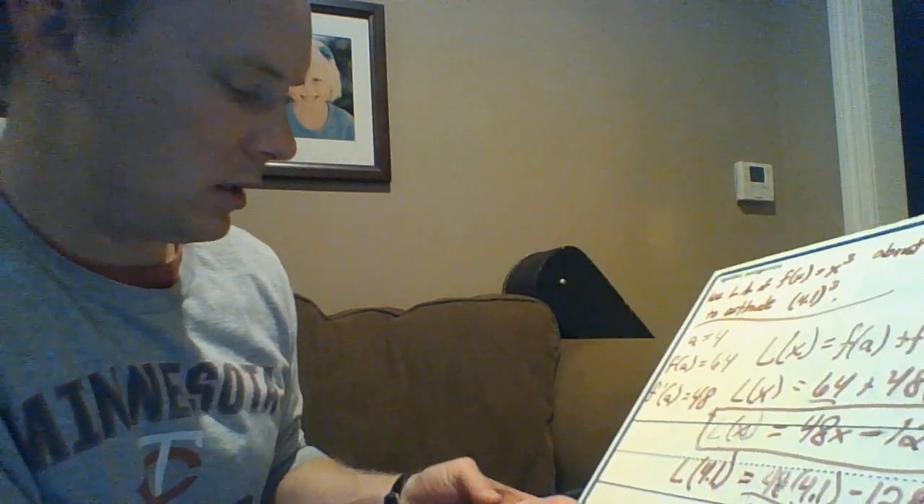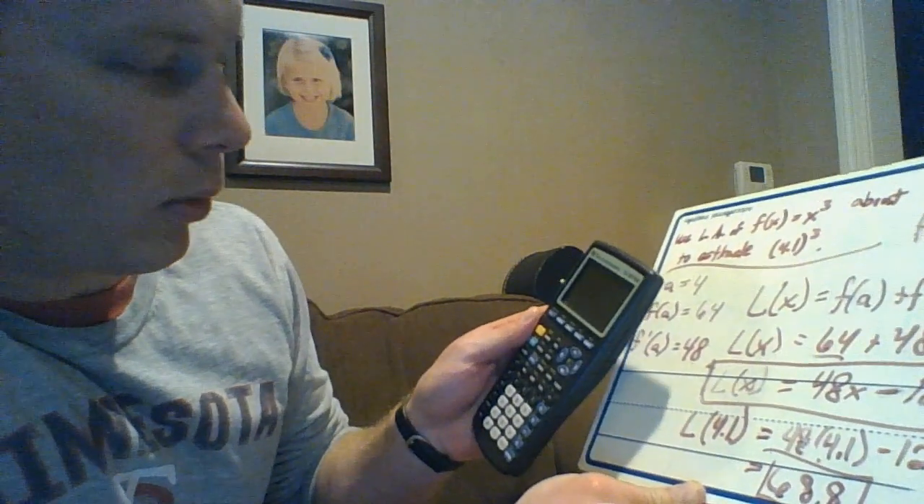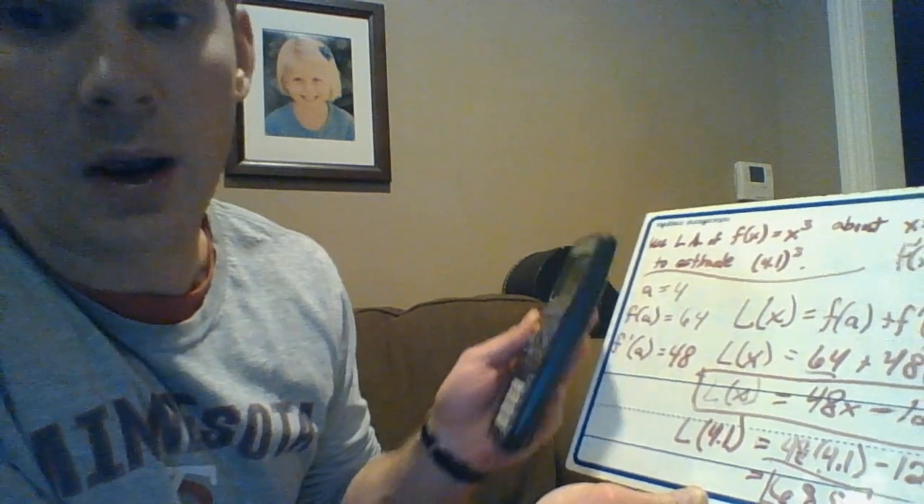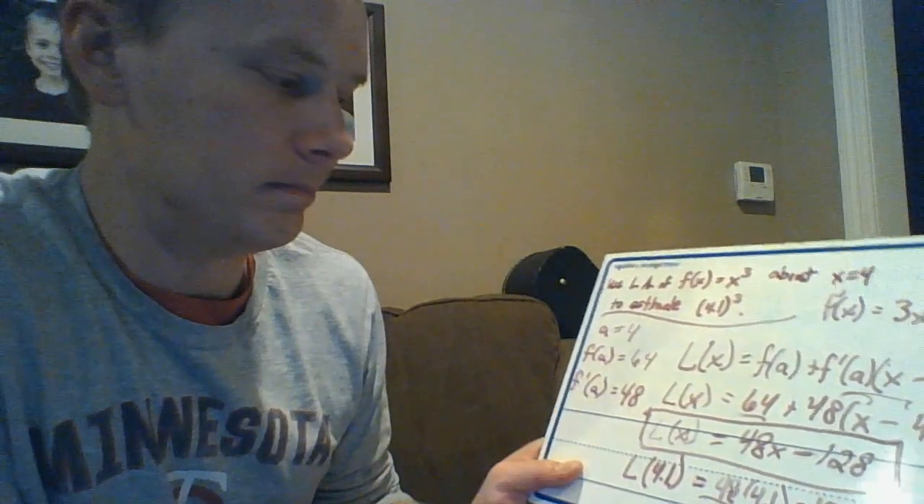Now, I'm curious, if I type in 4.1 cubed, oh, I get 68.921. So I got pretty close. That's the approximation. But there you have it.